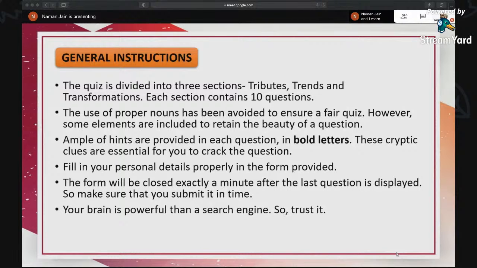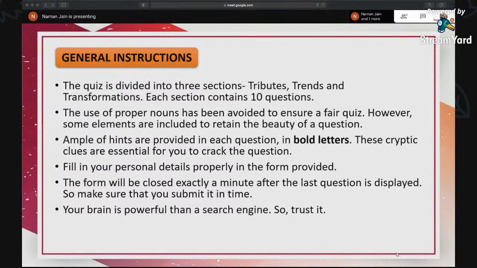So tributes are 10 questions on people whom we lost in the past year. We lost around 100 to 200 legendary people, but considering the scope of this quiz, I've taken only 10 questions on tributes. Then there are 10 questions on trends, the famous things that trended this year. Transformations cover the major changes that happened.